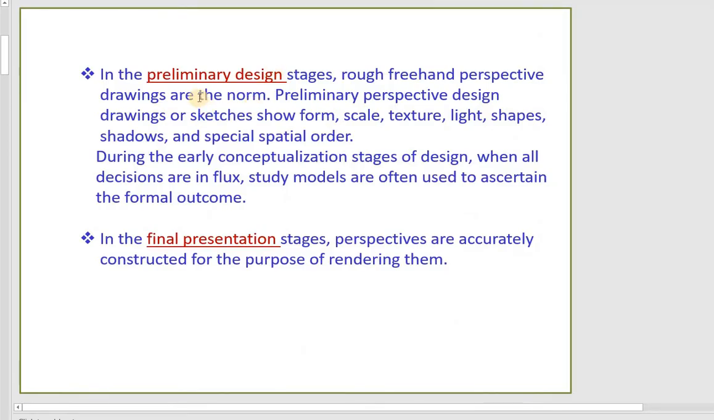Okay, so in the preliminary design stage, you usually use freehand perspective drawing. It is fast, and it can transfer the idea very quickly. After that, during the early conceptualization stage of the design, when you go back over everything and study the model, that's a later step in design. In the final presentation stage, you use perspective again to accurately construct the drawing for the purpose of rendering them.